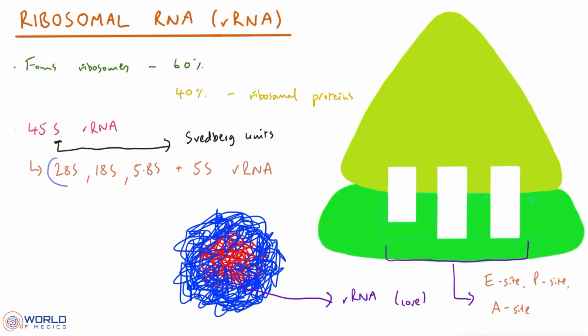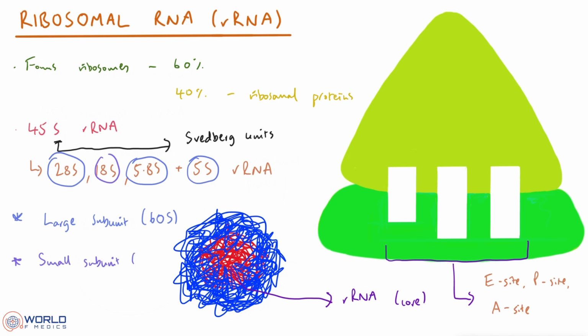So the 28S, the 5.8S, and the 5S ribosomal RNA molecules are going to form the large subunit of the ribosome, which is 60 Svedberg units. And the 18S ribosomal RNA molecule is going to form the small subunit of the ribosome, which is 40 Svedberg units.